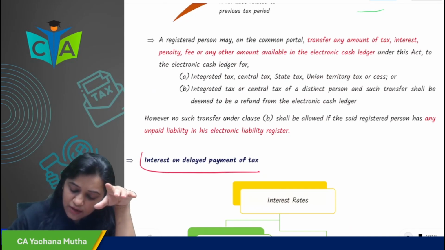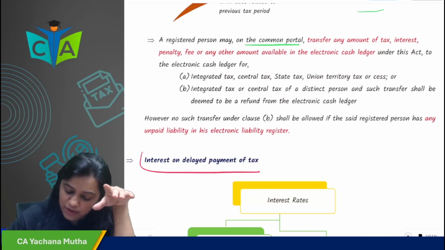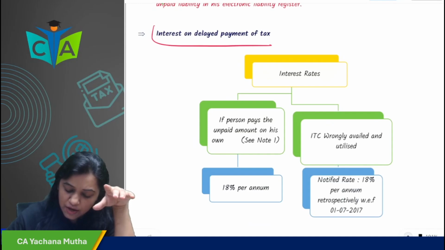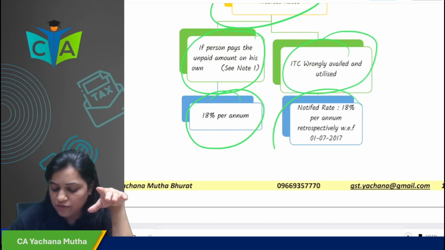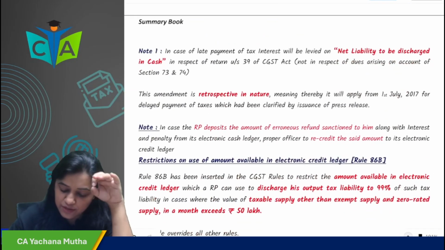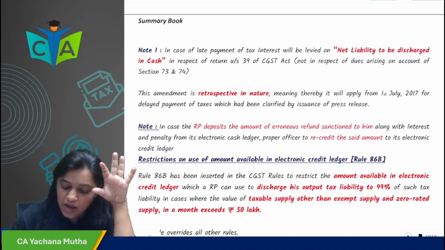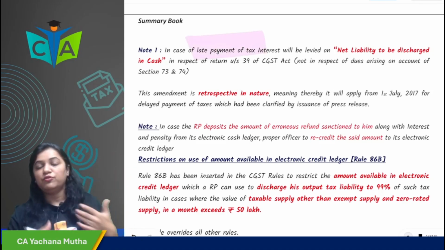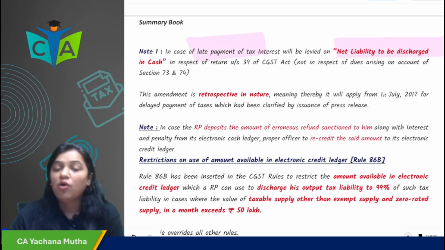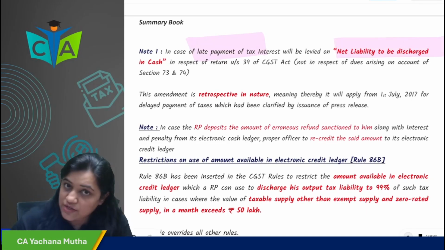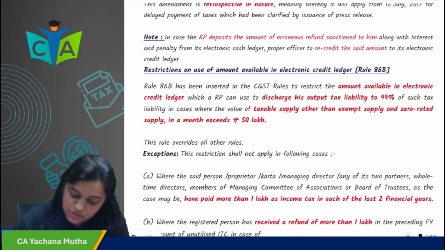Now, a registered person can transfer this through the common portal, we have already discussed. Interest, what is the rate of interest? 18%. Even if you pay the amount late, or if you have wrongly utilized and availed the ITC, the rate of interest is also 18%. And in case of late payment of tax, when you have delayed the return also, you have to discharge the liability on net tax liability, otherwise on gross tax liability.